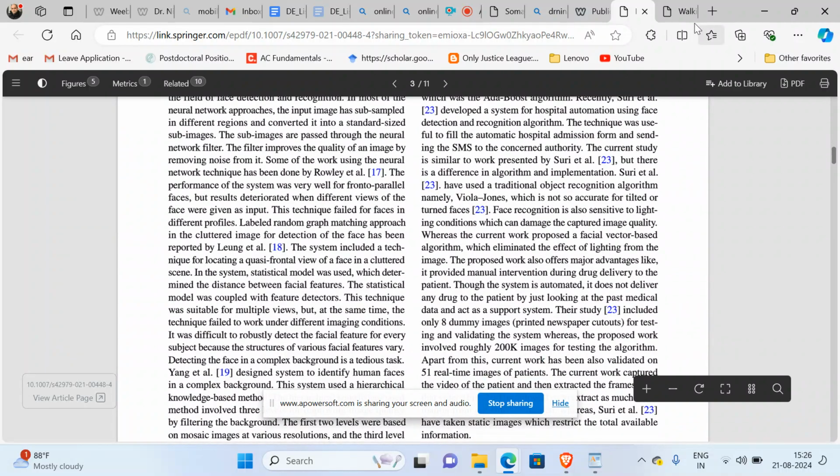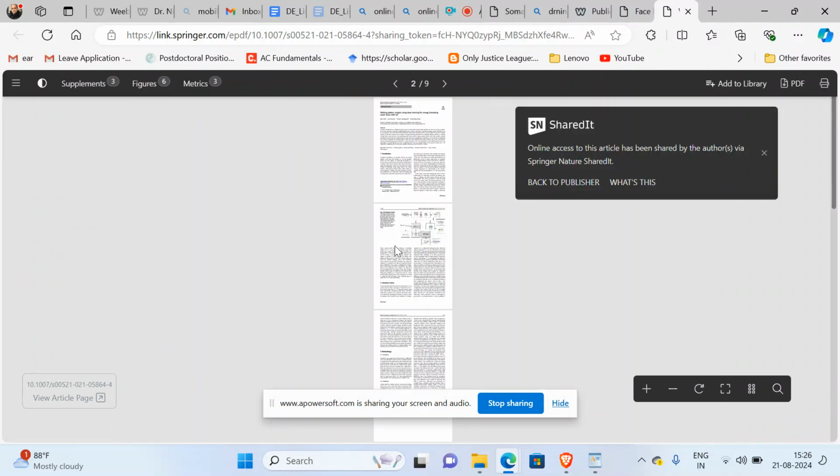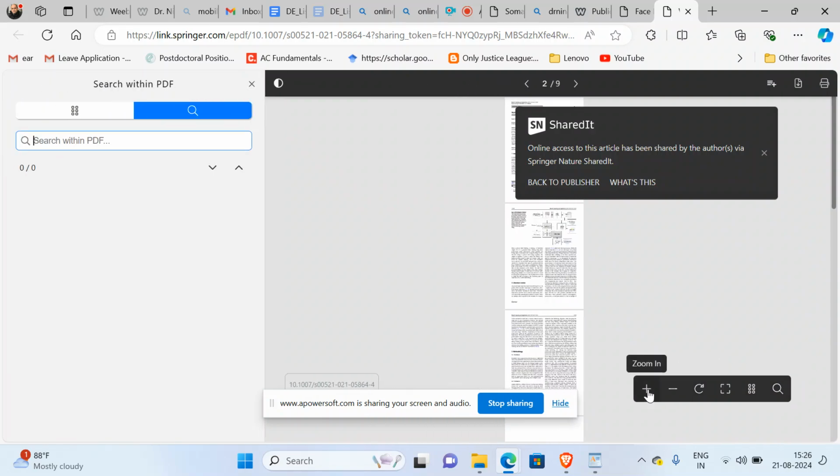Now let us go back to some electronics paper, how it looks like. So let me just try and zoom this thing.